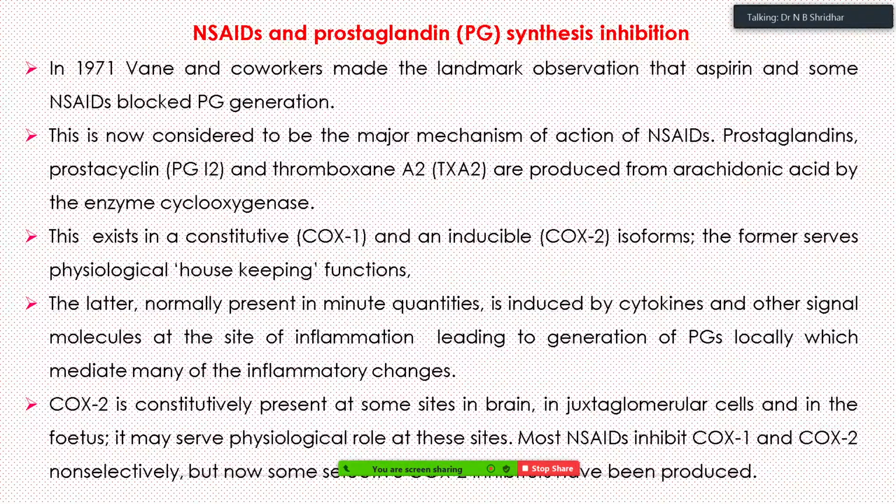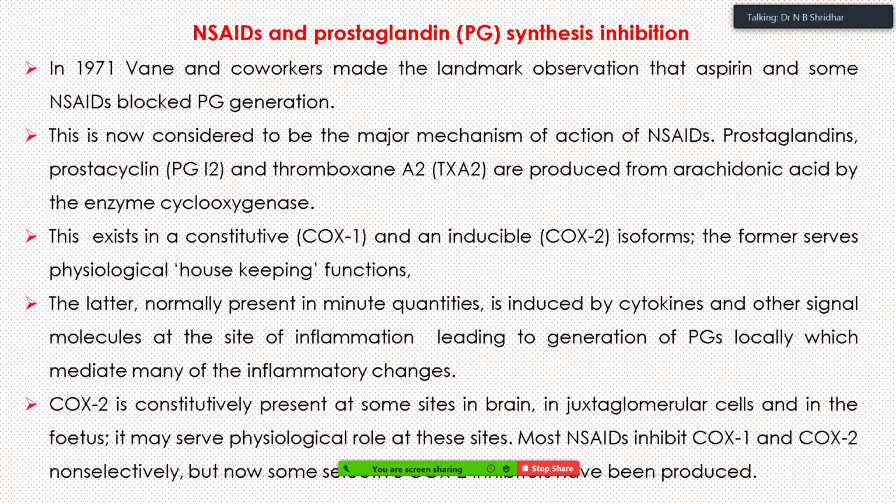So the enzyme cyclooxygenase exists in two forms, that is cyclooxygenase 1 and another one, inducible cyclooxygenase 2. Cyclooxygenase 1 serves the physiological housekeeping function, meaning a scavenging action on the body. Cyclooxygenase 2 is present in very small quantities. It is induced by cytokines and other signal molecules at the site of inflammation, leading to the generation of prostaglandins, which are produced locally and mediate many of the inflammatory changes.